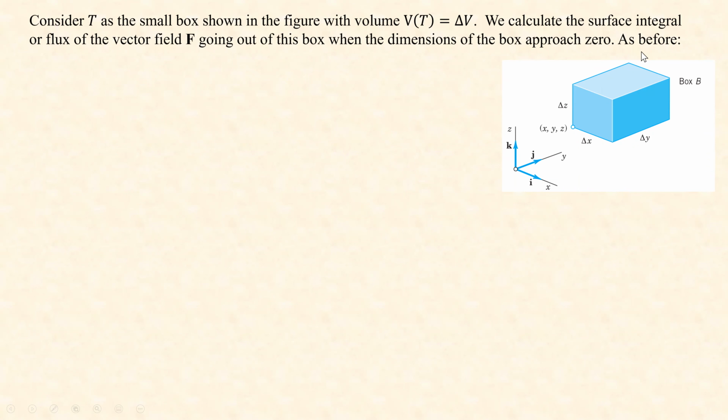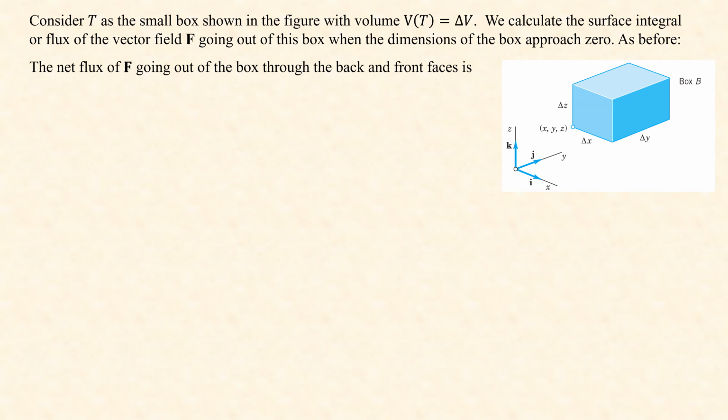And we did that before for calculating flow rate, but now we do it similarly here. The net flux of F going out of the box through the back and front faces is... You see, this is the front face. The back face is over there, that you don't see. And if you calculate the flux going out of these two together, it is this. We did that before. The X component of F. Why the X component? Because the X component is perpendicular to these two faces. The other two are parallel. They don't create any flux.